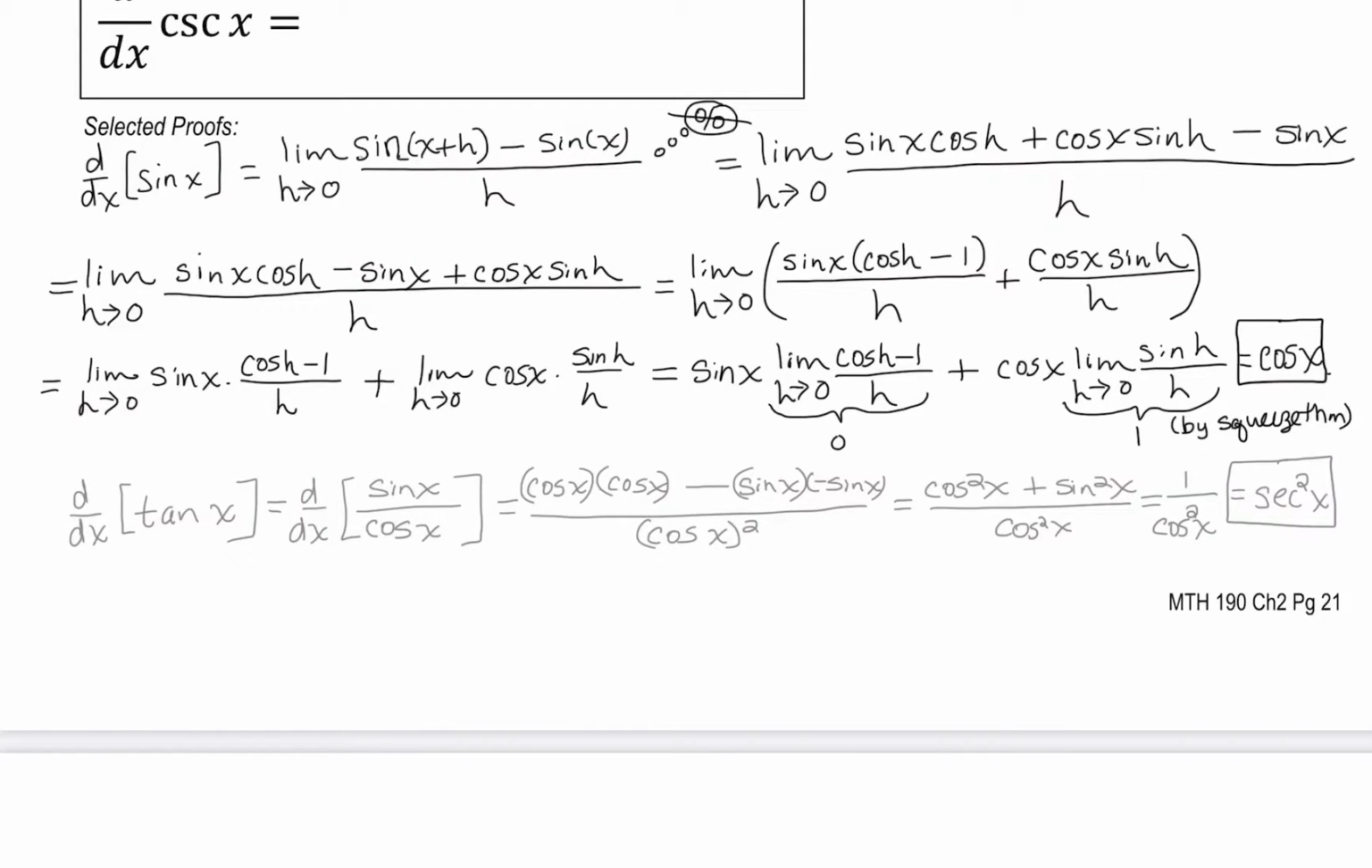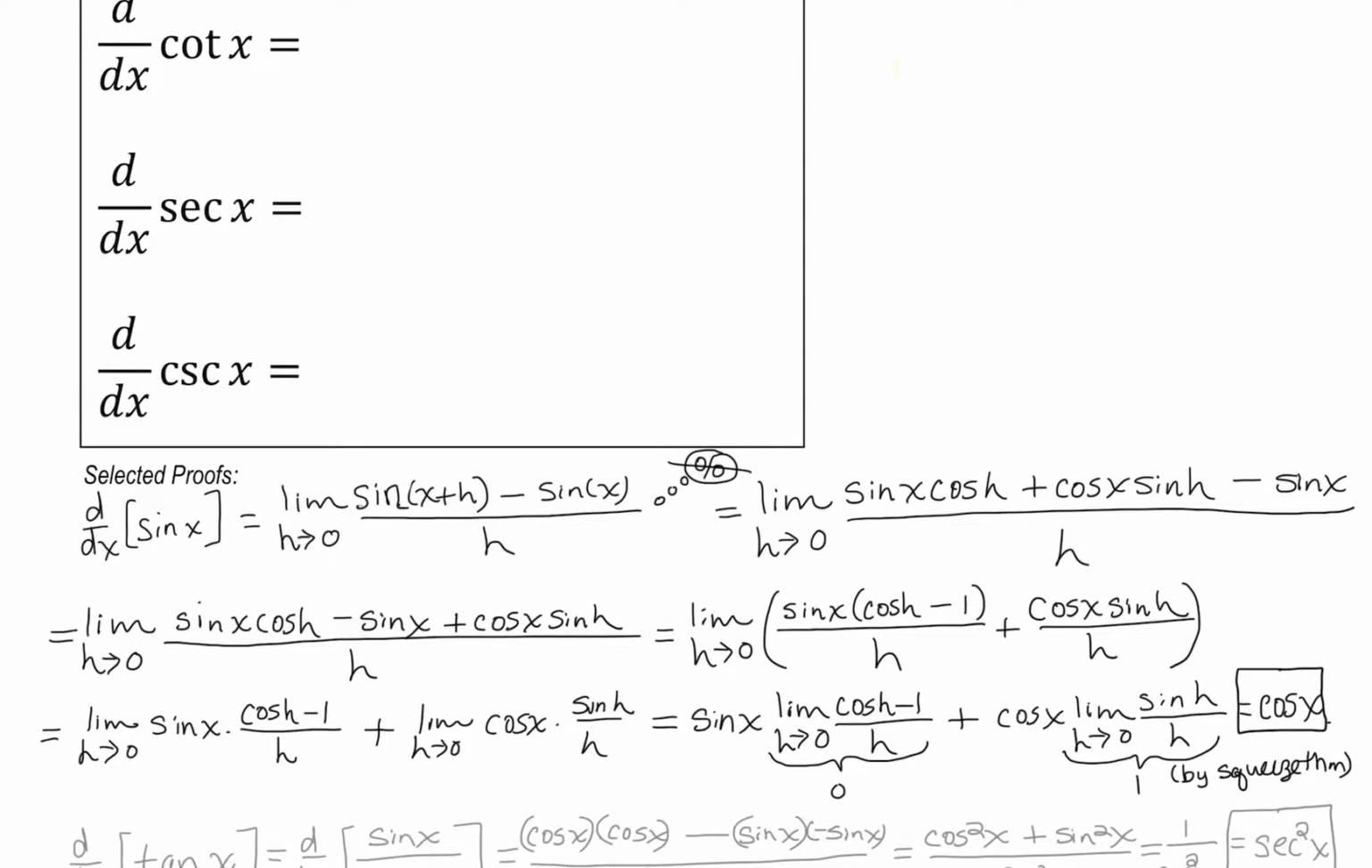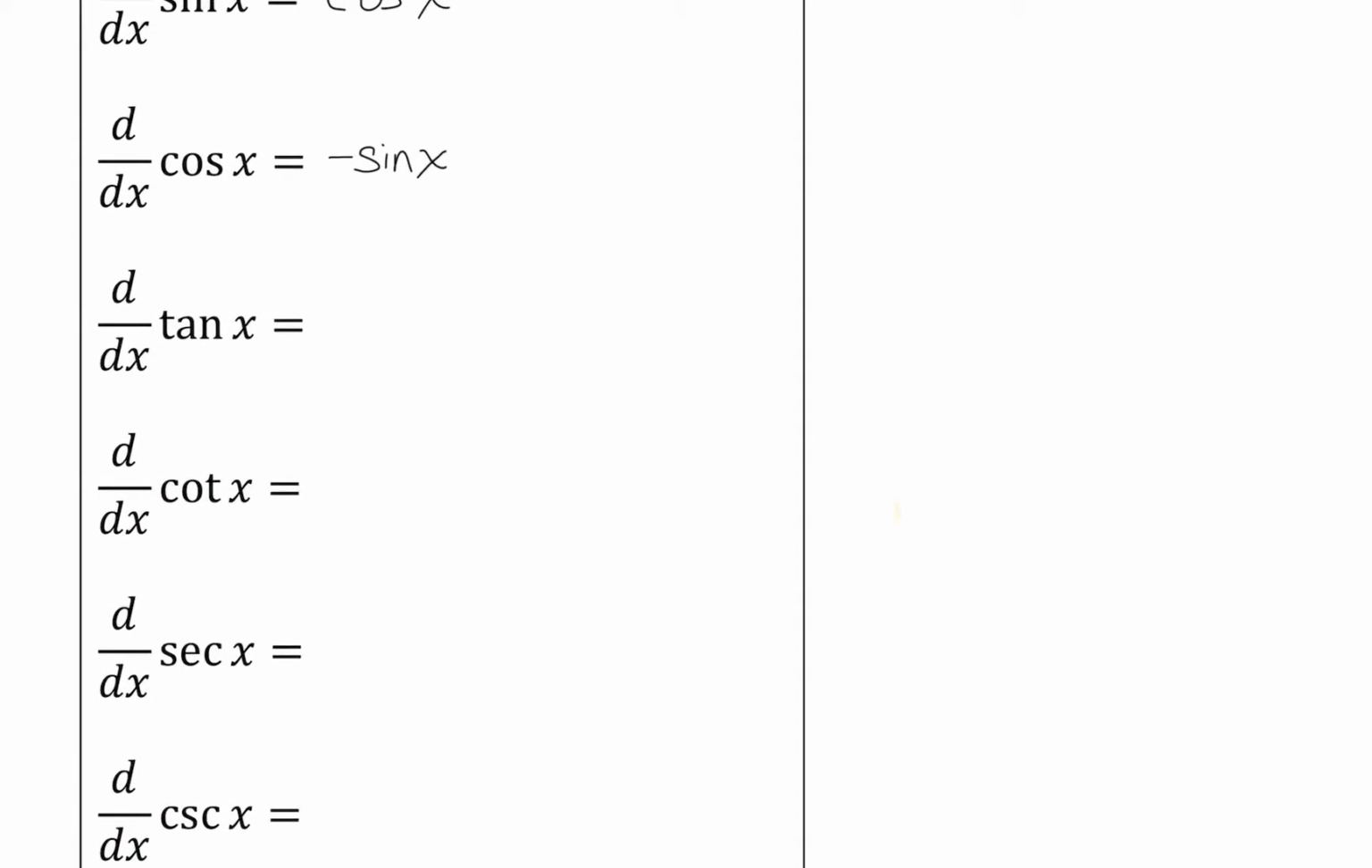So the derivative of tangent, going back up here, that's our secant squared that we just showed. So this is going to be secant squared. And so I'm just going to fill in the other ones. Cotangent you would do similarly. You'd end up with negative cosecant squared. And you could rewrite secant as 1 over cosine and do something similar. This one ends up being secant x times tangent x. And the derivative of cosecant becomes negative cosecant x cotangent x. So those are the derivatives of your 6 trig functions.